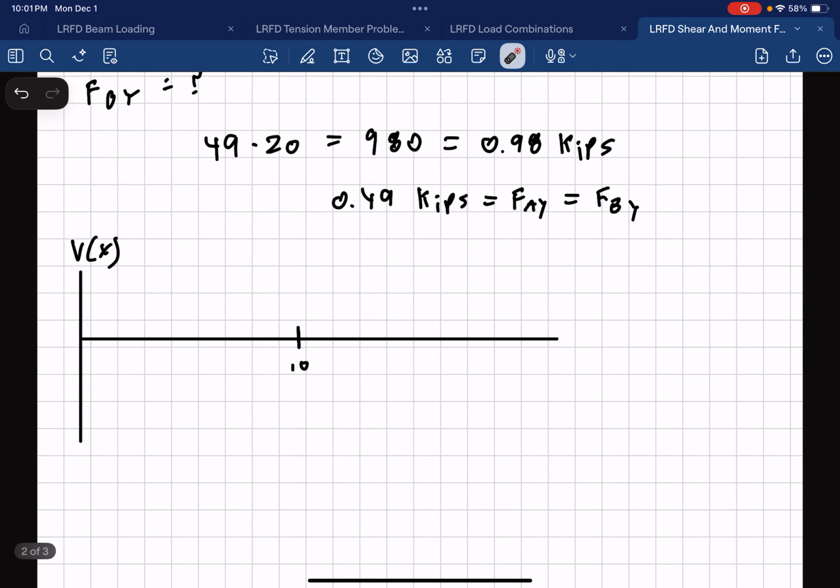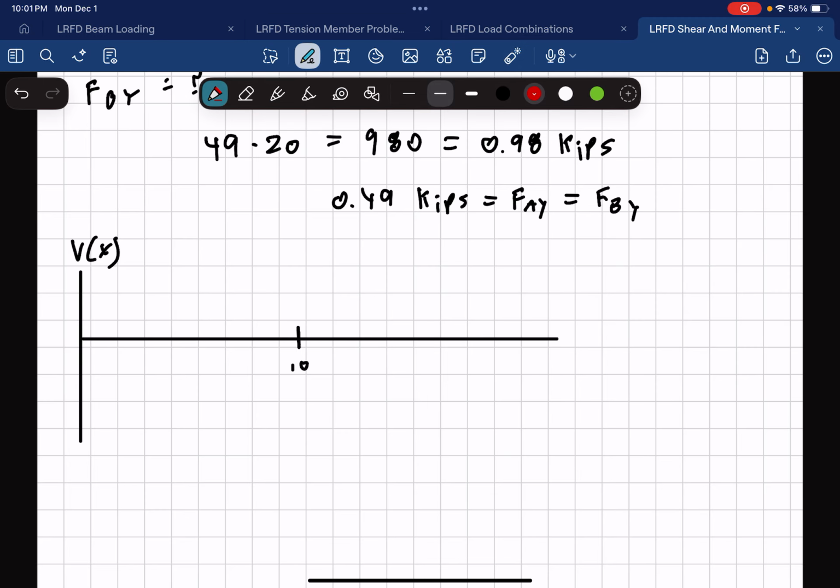We can go down and draw this shear diagram. It's going to start positive and go negative. So it's going to quite simply be this, because we just have one uniform distributed load. And this is going to be 0.49 here. This is negative 0.49 here. Pretty simple for this case.